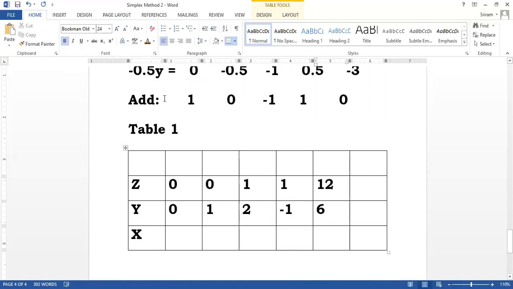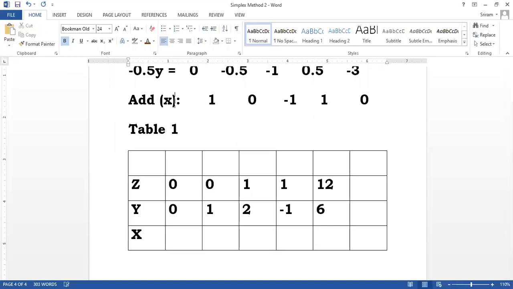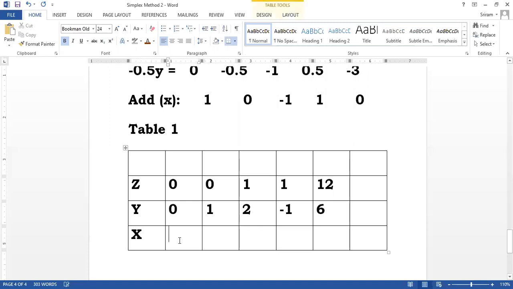Then next I am going to check the last X value. What is the value of X here? This is 1, 0, 1, 0, -1, 1, 0. This is our X, Y, S1, S2, and RHS.